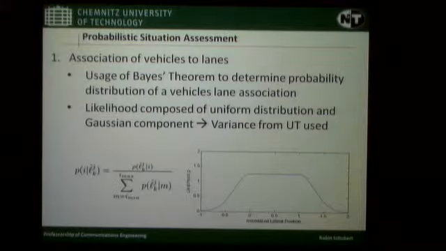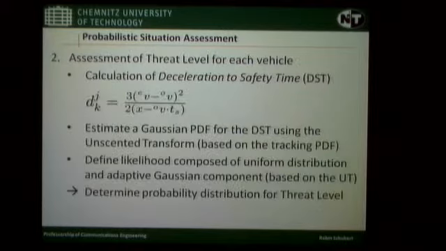So we can say with a probability of 0.5, the vehicle is in my own lane. With a probability of 0.2, it's in the right neighbor lane, and so on. That's what we can do here now. And if the expectation value from the tracking stays the same, but the variance is changing, then this is directly reflected here in that situation assessment process.